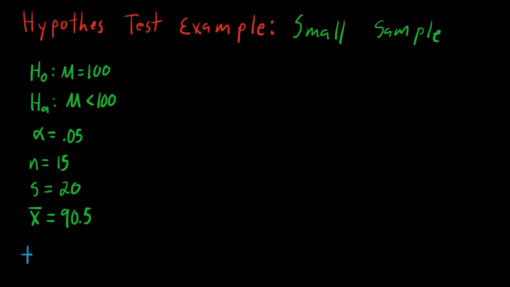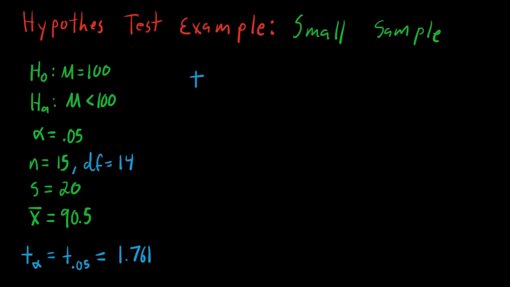So again, we'll first calculate our t critical value now. So that's t of alpha, and that's equal to t of 0.05. And if we look that up in our t-table with n equal to 15, so that means our degrees of freedom is equal to 14, 15 minus 1. So t of 0.05 with 14 degrees of freedom, we get 1.761.